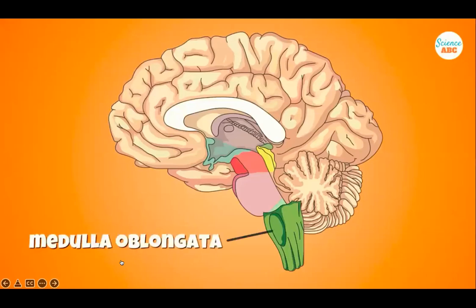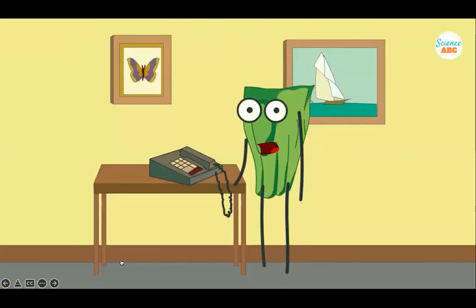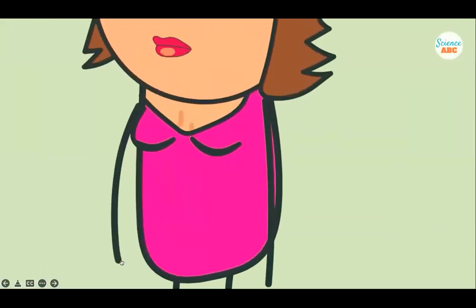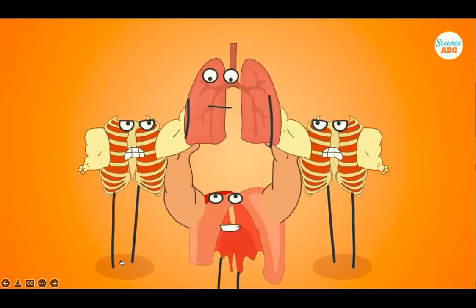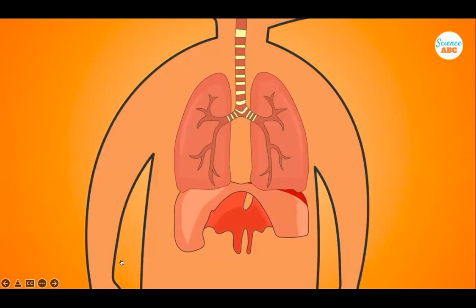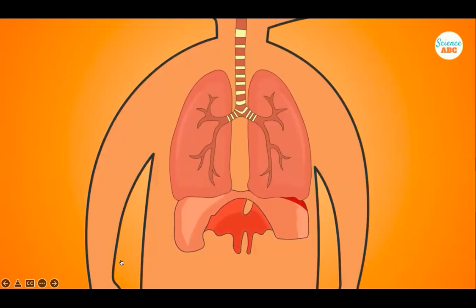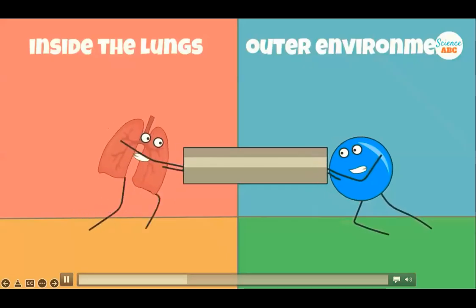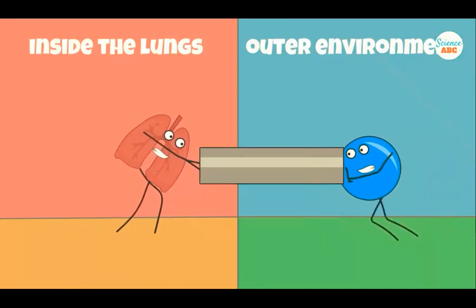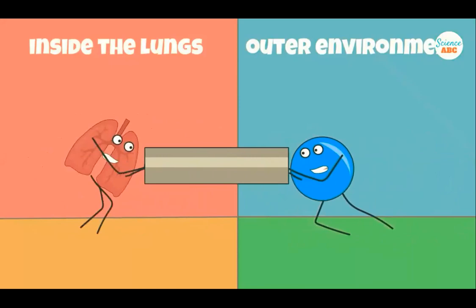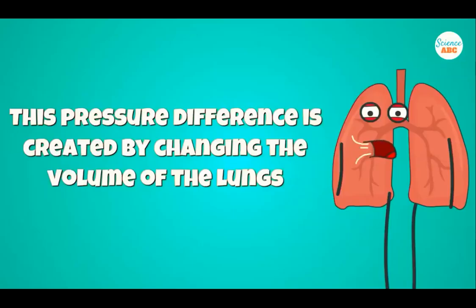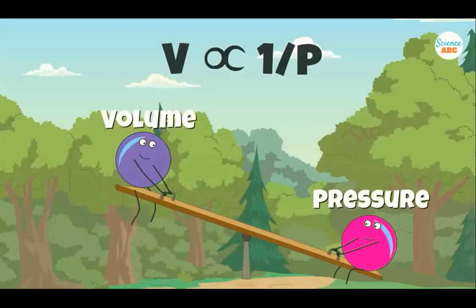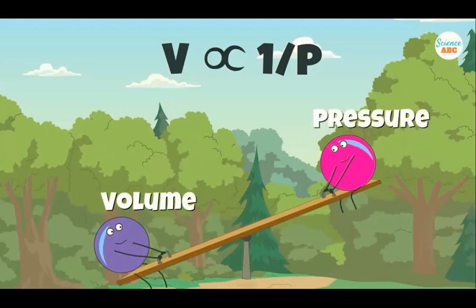The brain, mainly the medulla oblongata, senses that the body needs more oxygen and sends signals to the respiratory system to inhale. In this effort, the muscles and bones associated with the respiratory system leap into action. Muscles pull and push the lungs, making them expand and contract. Breathing relies on an important principle: pressure differences. The difference between the pressures inside the lungs and that of the outer environment dictates whether air will flow into the lungs or out of them. This pressure difference is created by changing the volume of the lungs. Remember, pressure and volume are inversely related. So, the lesser the volume, the higher the pressure inside.